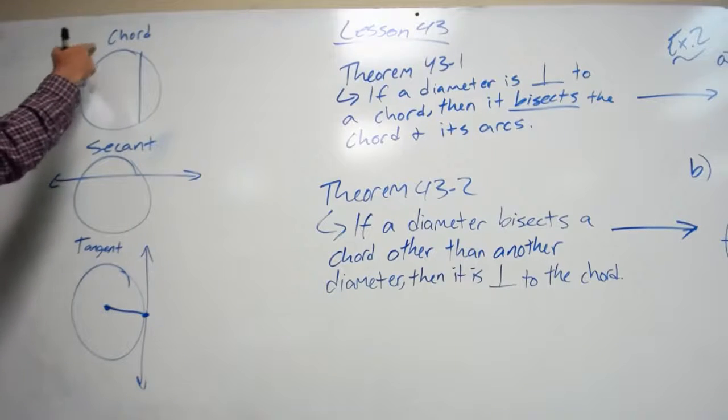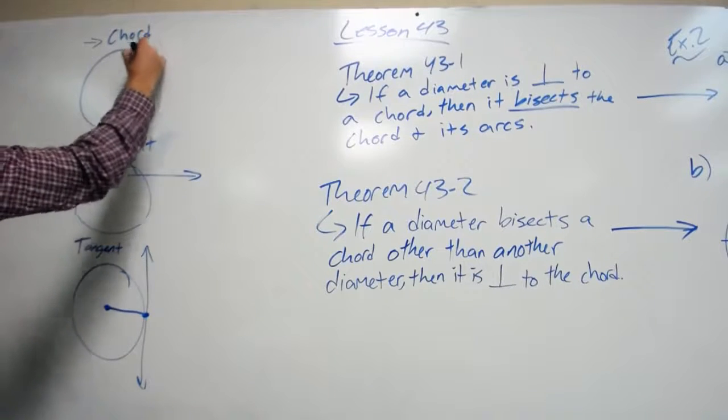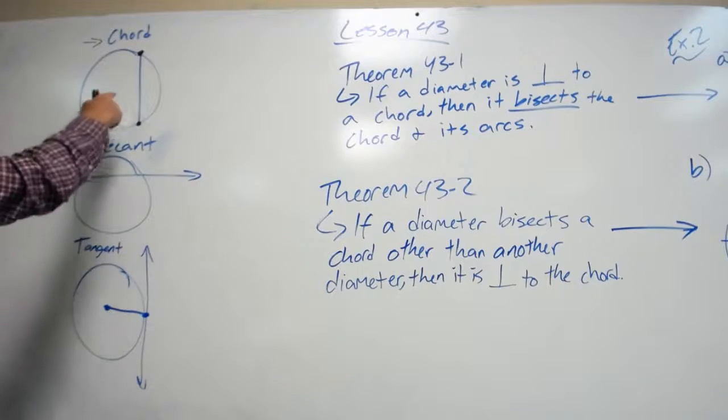But now let's look at a chord. The definition of a chord is a line segment whose endpoints lie on a circle. So these endpoints are on a circle, but a chord doesn't go through the center. That's a unique chord that would just be referred to as a diameter. But if it doesn't go through the center, it's a chord.